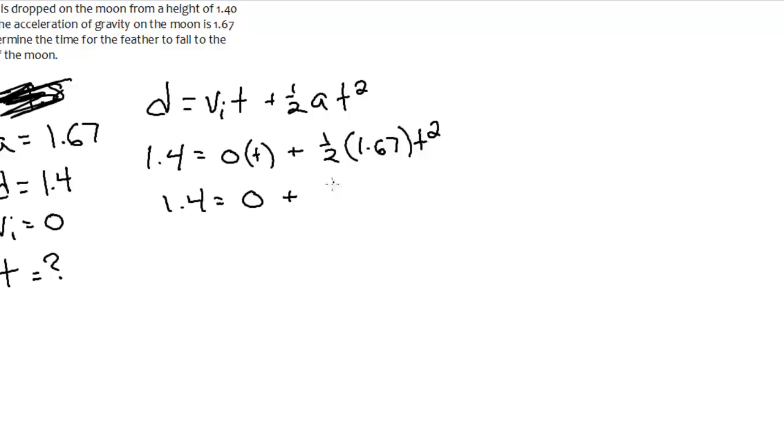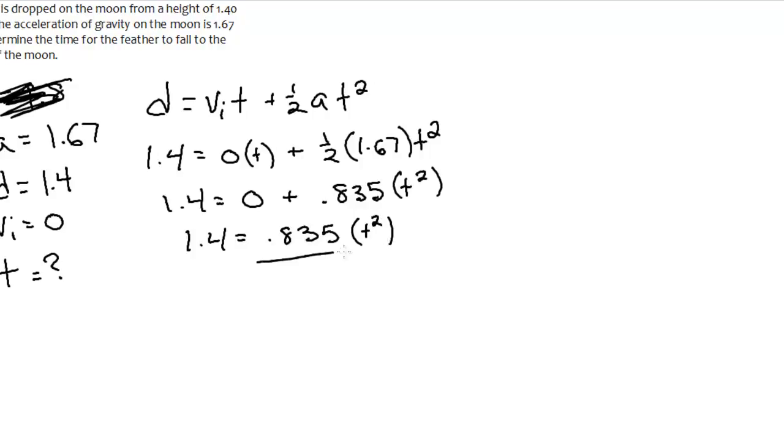Plus, if we throw this in the calculator, 1/2 times 1.67 is going to be 0.835. And that's times t squared. So in this case, the 0 is just going to drop out, so we get 1.4 is equal to 0.835 t squared. All right, I'm going to divide each side by this 0.835 so that it cancels on my right-hand side.